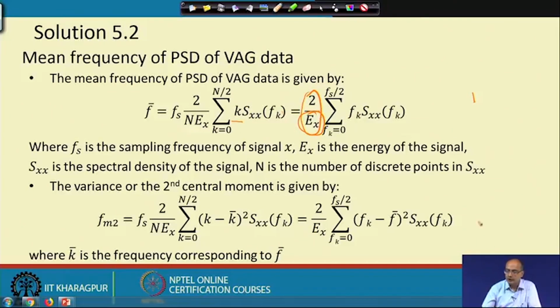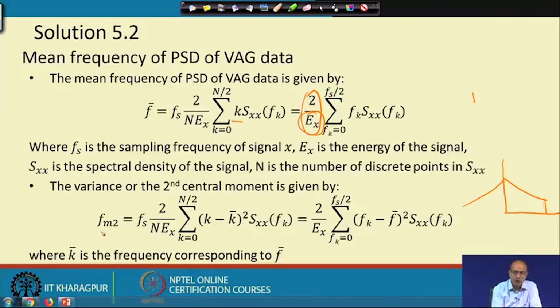Okay. So, if we look at the plot, if we just try to draw a sketch, if the spectrum is like this, we are taking only one half. So, the energy is half. So, we are normalizing it with E x by 2, and for that we are computing the energy starting from 0 to f s by 2, up to which we can get the values, and we are computing the first moment. So, that is the way we get the mean.